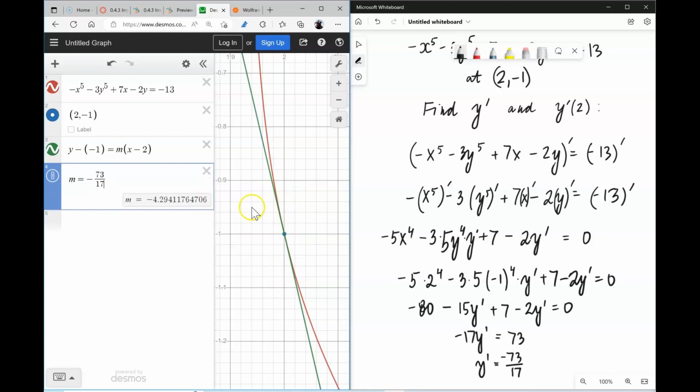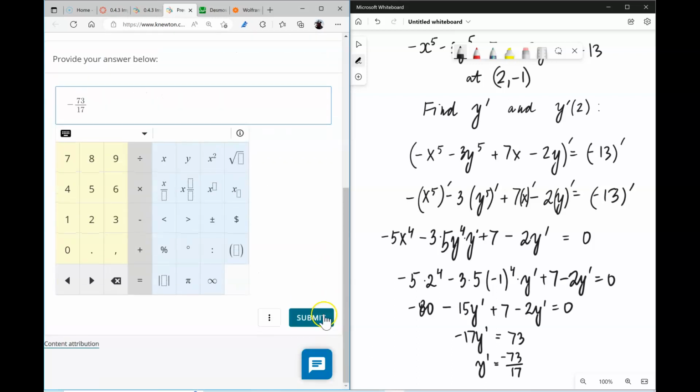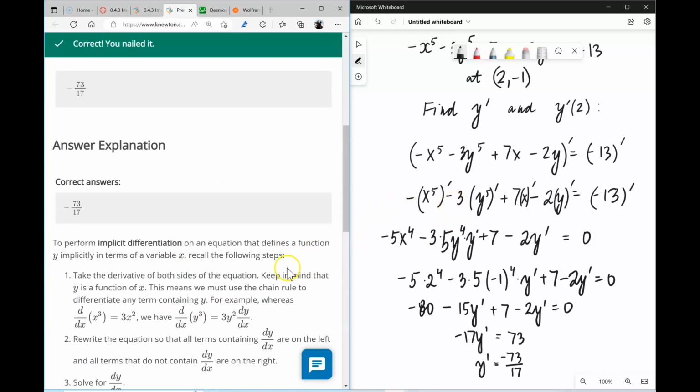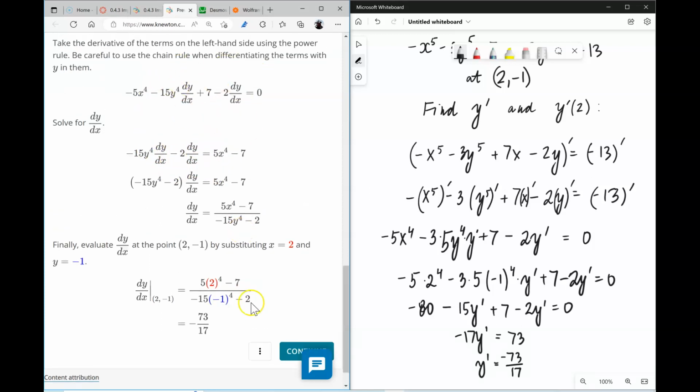That's not something that we would have guessed from the picture, but again, intuitively we knew that the answer would be approximately -4. So let's enter the answer, -73 over 17, and once again we found this using implicit differentiation. Now if you notice here, in the solution by Newton, they actually isolate y prime first, but when you're actually looking for the value of y prime at some point, this step is not necessary. We can just plug in the values of x and y right into this, or rather even this equation right there.